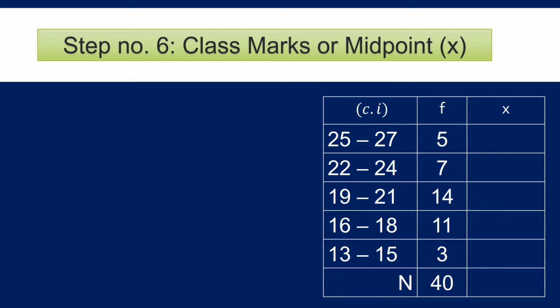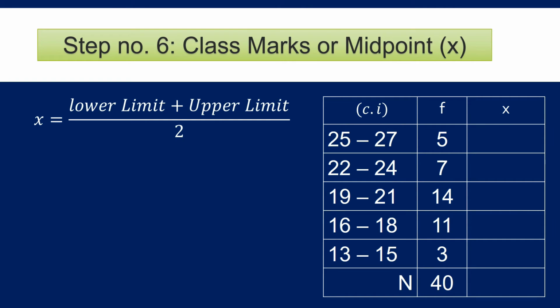Step number 6 is to get the class marks or midpoint, denoted by the symbol X. This is the formula on how to get the class mark: X is equal to the lower limit plus upper limit, divided by 2. So again, we are going to use the first class interval, 13 and 15. The lower limit is 13 and the upper limit is 15.